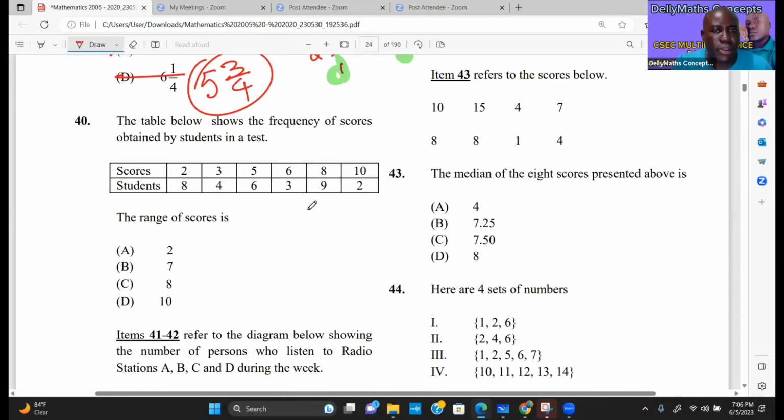The table below shows the frequency of scores obtained by students in the test. What's the range of the score? The range is the highest minus the lowest. So look, the highest score is 10 and the lowest is 2. The range is 10 minus 2. Your range is always your highest minus your lowest. The range is 8.